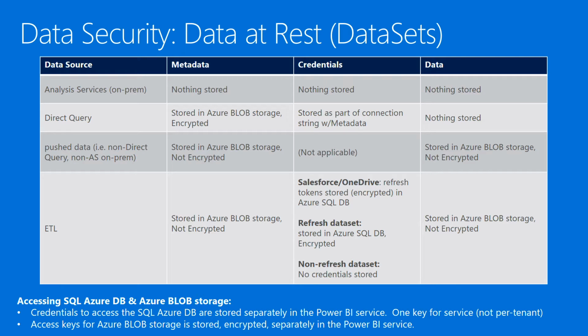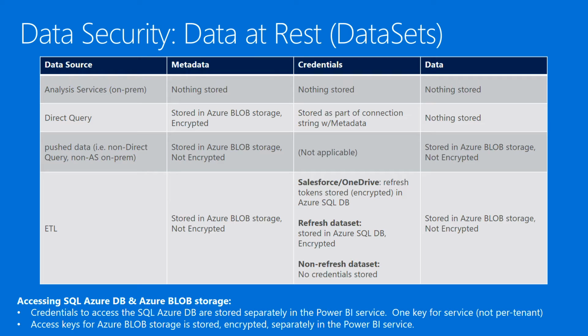And then ETL. So we support a couple data sources where we use ETL for interaction. In that case, the metadata is again stored in Azure Blob Storage, and then it's not encrypted. For the different services we can connect to, such as Salesforce and OneDrive, we need the refresh token. That's how we do authentication with those services, right? And what's happening is the refresh token is what's presented to the target service where your data is stored, and that's how we get access. So we do store those tokens. We have to for that interactive request.